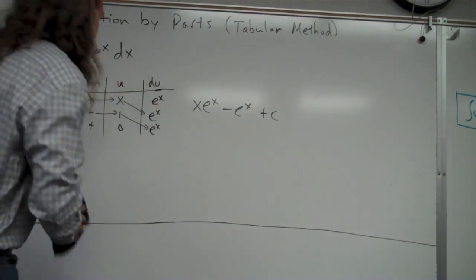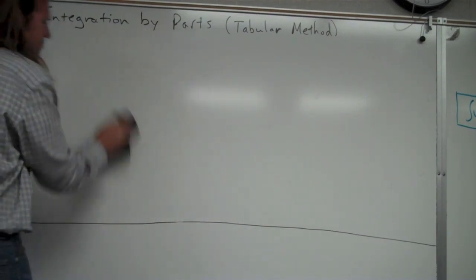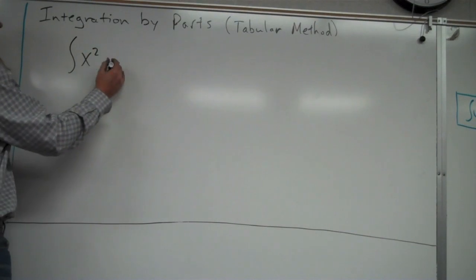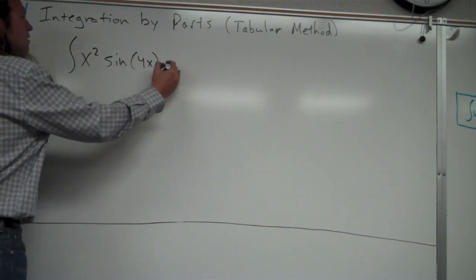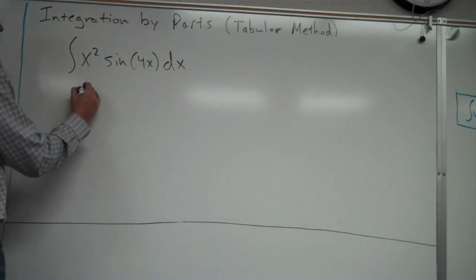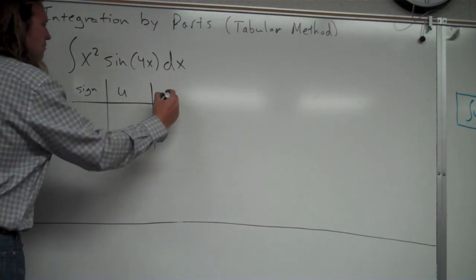Now, in this case, it didn't save us much time. Let's look at another example where it will save us some time. For instance, the integral of x squared sine of 4x. So this one, if you use the other method, you would have to use integration by parts 2 times, which I know a lot of people enjoy because that's double the fun. But some people would rather save some time and do it this way. So let's make our chart. So we have the sign, we have u, we have dv.